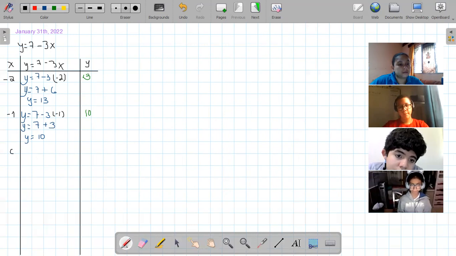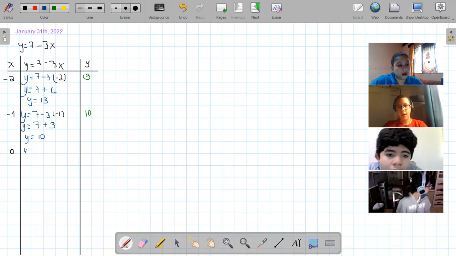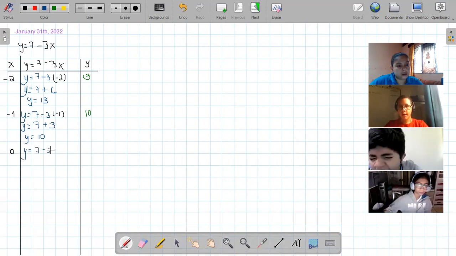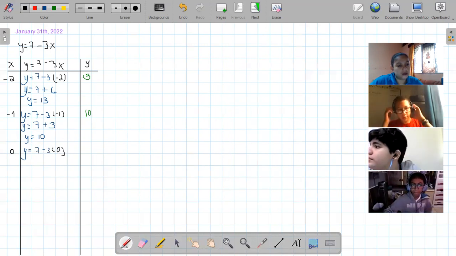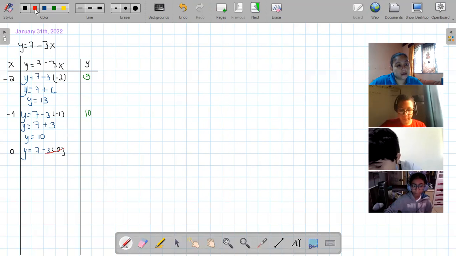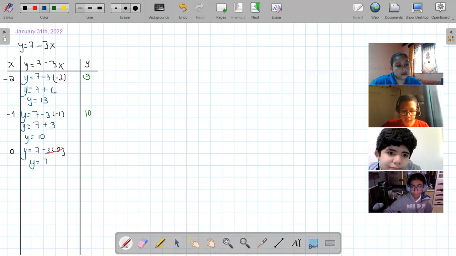Now with 0. 0 is always the easiest one. So we got y is equal to 7 minus 3, and instead of x, 0. But anything multiplied by 0 is always 0. So I can cross this out, and I have that y is equal to 7 because I crossed out everything else. Okay, so you see how it is always the easiest one?